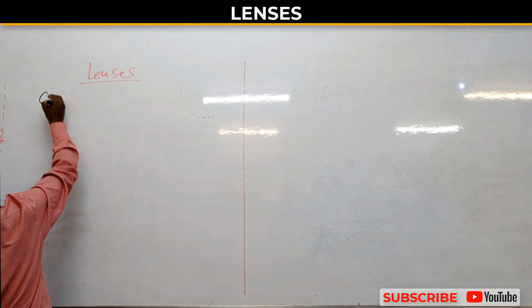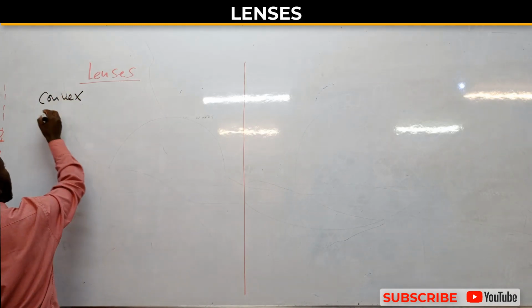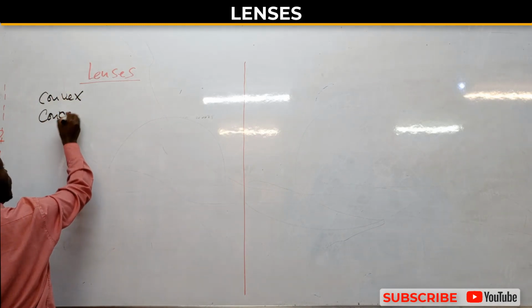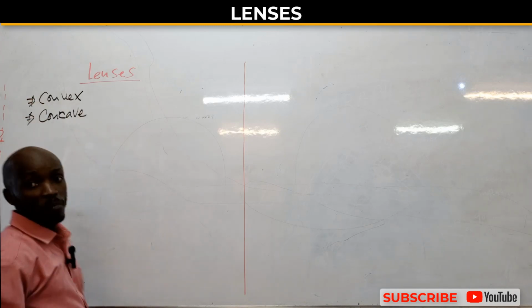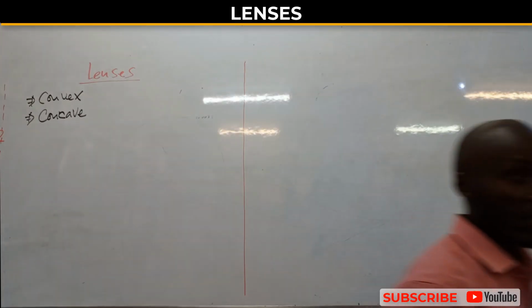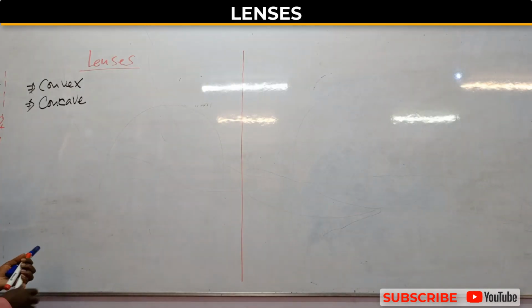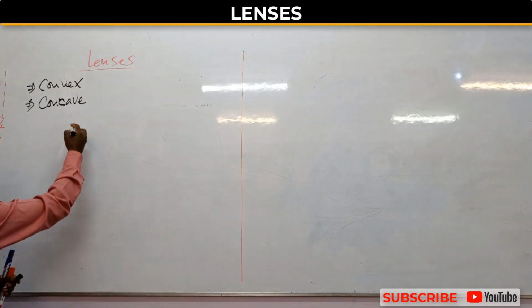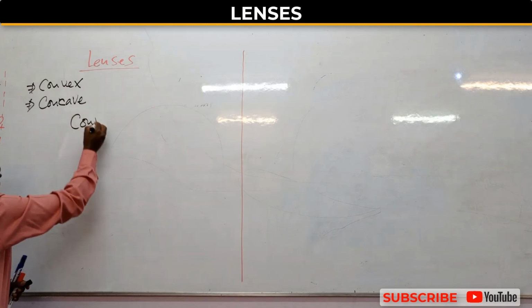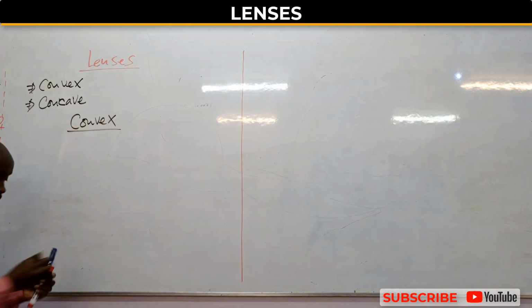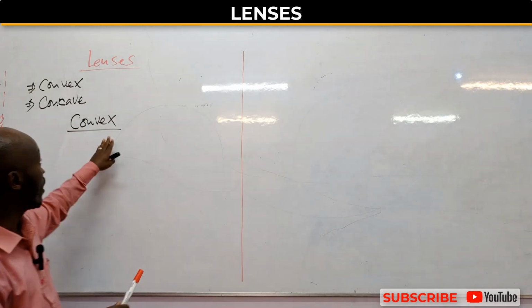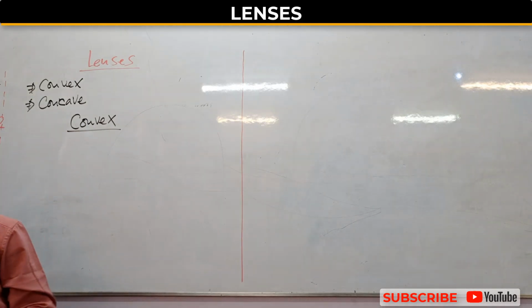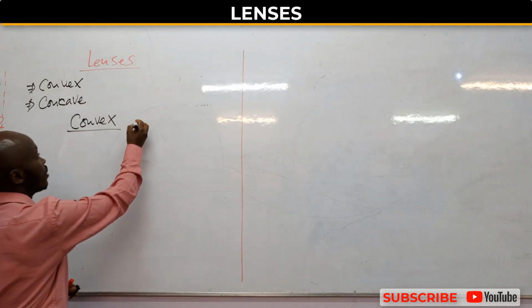We have the convex, and we have the concave. So those are the two major types of lenses. And the first one we shall look at is the convex. Let's look at the convex. The convex lens is also known as the converging lens.